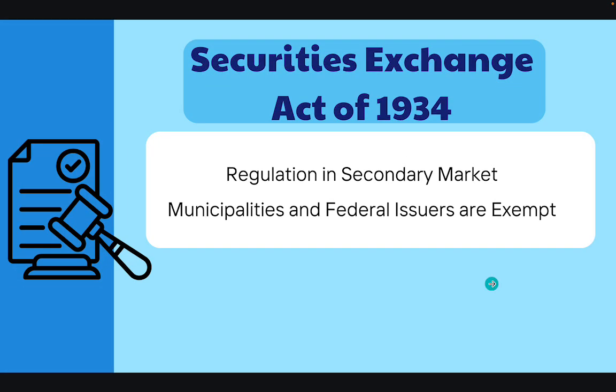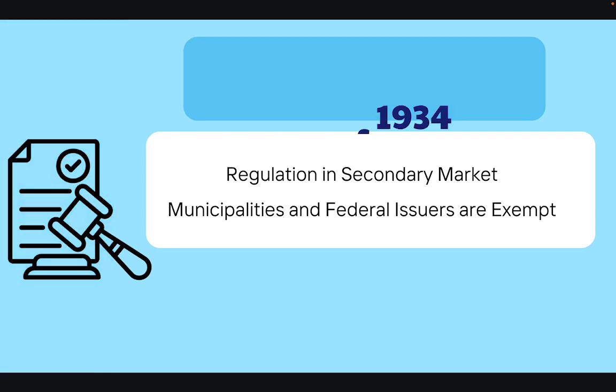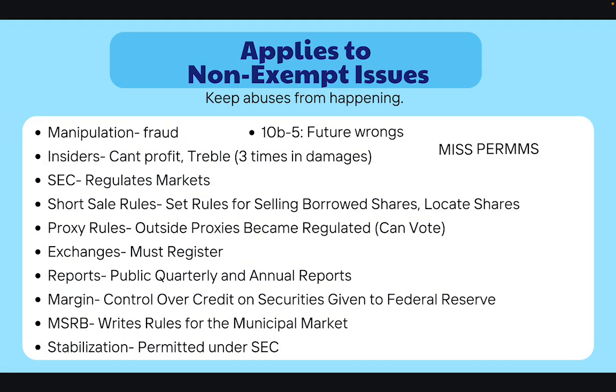Securities Exchange Act of 1934. So 1933 regulated the new issues. 1934 is the regulation in the secondary market. Municipalities and federal issuers are exempt, but everybody else in the secondary market is not. This applies to non-exempt issues again. It keeps abuses from happening. Now, this is a lot. This is our little acronym, MISPERMS.